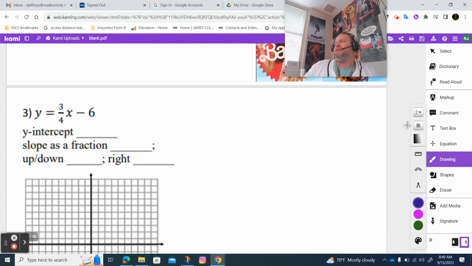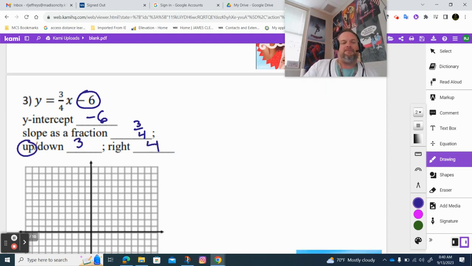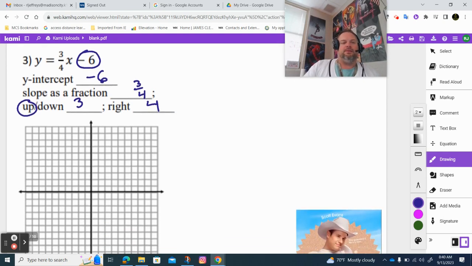All right. So, number three. What is the y-intercept? What is the number without x? Yeah, we actually had to grab that negative in front of it. All right. Slope as a fraction. This slope is actually a fraction, so it makes our life easier. We like that, yes? All right. So, it's positive. When it's negative, we always attach it to the top number. But this one happens to be positive. So, we're going to go up or down? Up 3, to the right 4. Because it's positive.